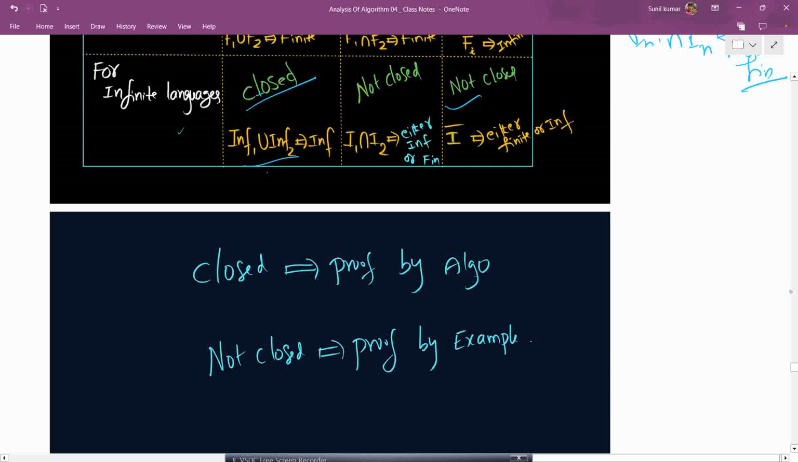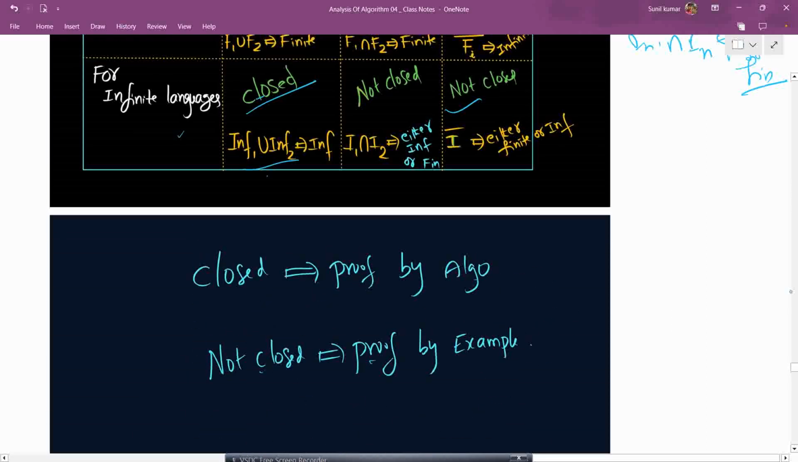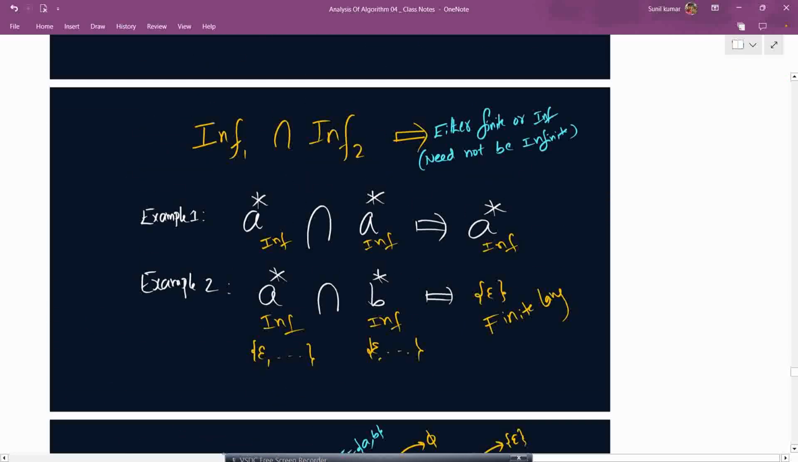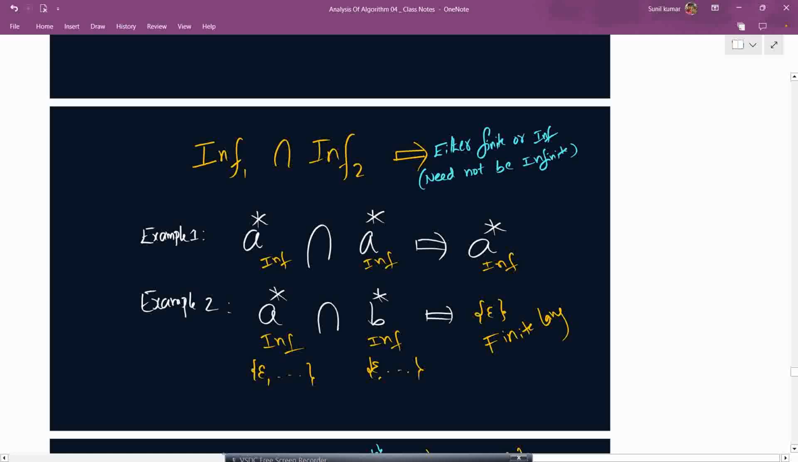Closed is proved by an algorithm, and not closed is proved by an example. So if we want to prove that it is closed, we use an algorithm, right? If we want to prove that it is not closed, we just give an example. So let's start with infinite intersection infinite, which can be either finite or infinite; it need not be infinite, alright?